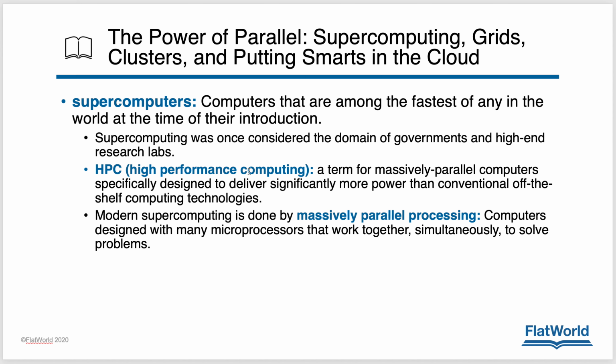So, parallel computing, supercomputing, grids, clusters, and putting all these smarts in that idea of the cloud. Well, what is a supercomputer? It's whatever computer is the fastest at any given time in the world. Supercomputing was once considered the domain of governments and high-end research labs. These are the computers that played chess against chess masters. Because artificial intelligence and machine learning and all these things may require this kind of supercomputing.